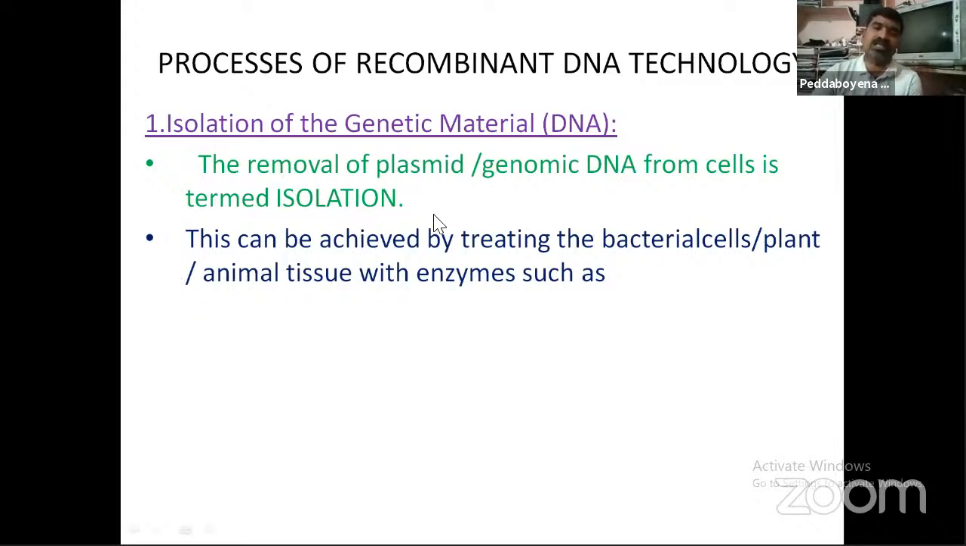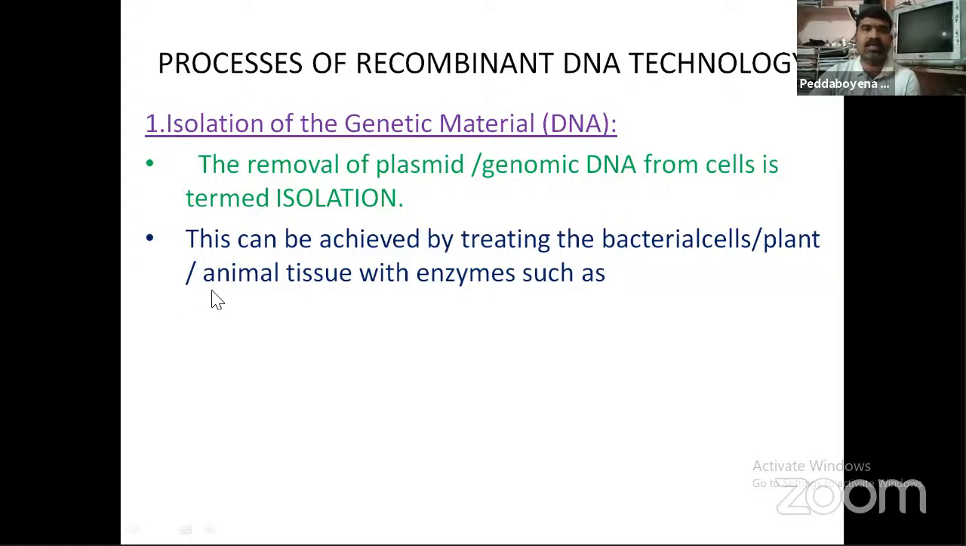Next, you are observing that this can be achieved by treating the bacterial cells or plant or animal tissues with enzymes. How is it possible? For example, the plasmid is inside the cells, so first it is necessary to cut or open the outermost layer. The outermost layer is the cell wall. So first the outermost layer is cut, and then we can get what we want, that is genomic DNA or plasmid.